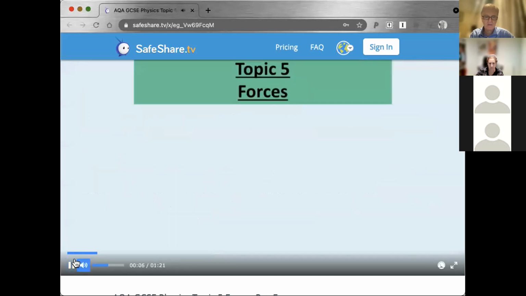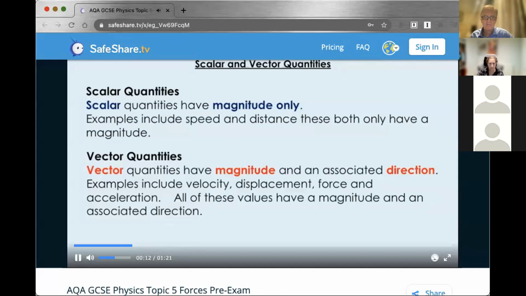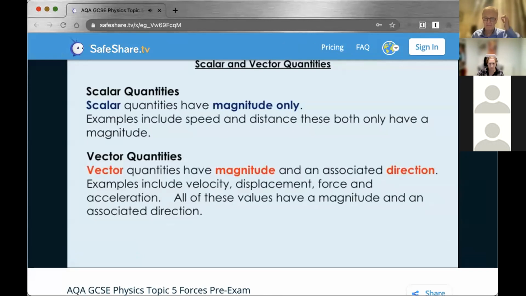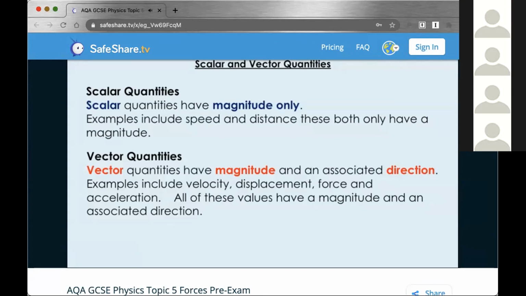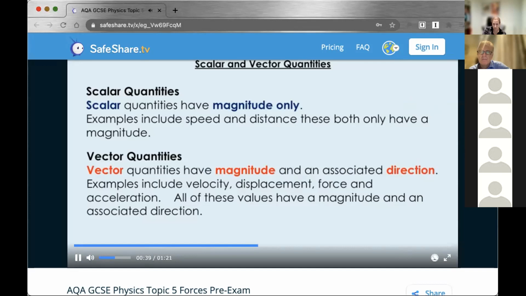AQA GCSE specification. I hope you find it useful. Topic 5 starts with a distinction between scalar and vector quantities. Scalar quantities have magnitude or size only. Examples of those include speed and distance because they both only have a magnitude, which is size or a numerical value. Vector quantities have a magnitude and an associated direction. Examples of vector quantities include velocity, displacement, force, and acceleration. And all of those values, it's important to remember that they have a magnitude, but also an associated direction. And we need to work out which direction they are acting in.